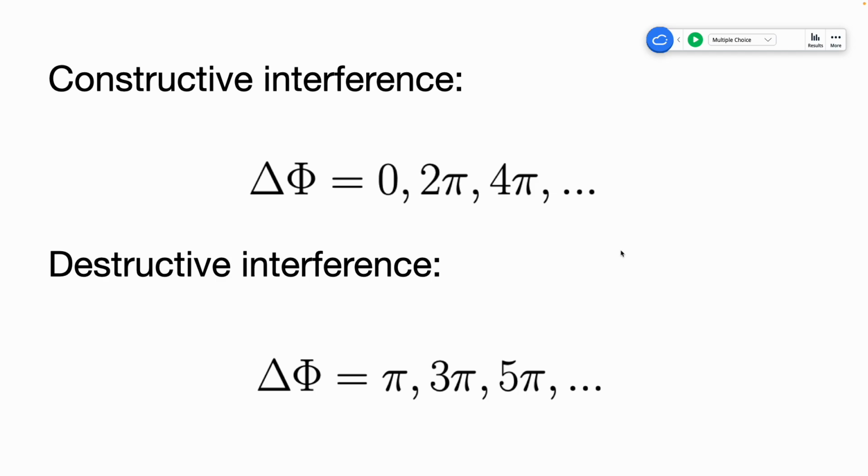On the other hand, if you have a pi phase difference, it's like half wavelengths of path difference. So they will go opposite. Same with 3 pi, 5 pi. Those will give you destructive interference. Okay?